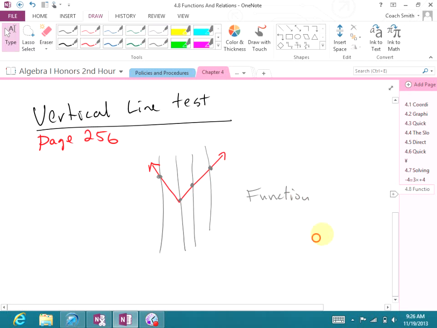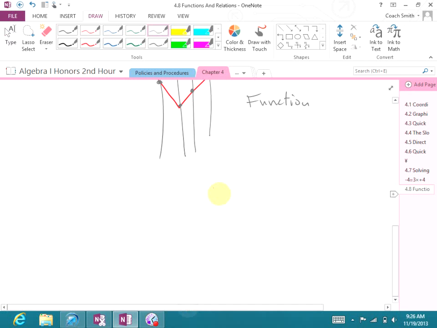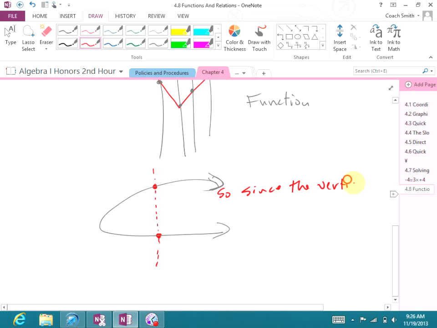One that is not a function is where we have this. Okay, now I can draw a vertical line. You can draw a vertical line and you hit a point on that and a point there. Okay, so since the vertical line hits 2 points, it can't be a function.